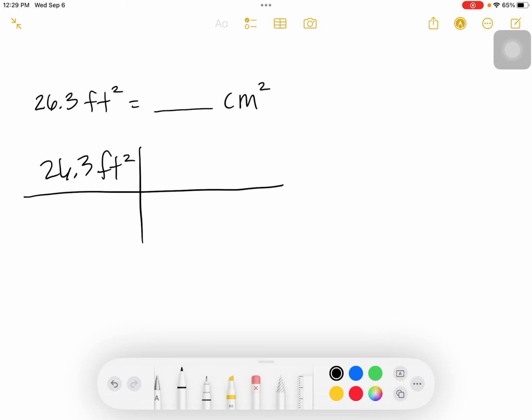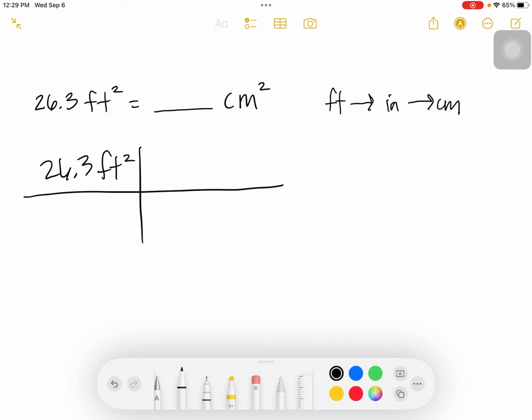And for a moment, we want to think about, what if this wasn't square feet? What if it was just feet? Like feet to centimeters. And we know that that would be a 2-step. We'd have to go feet to inches to centimeters. So that's still the process that we're going to follow.